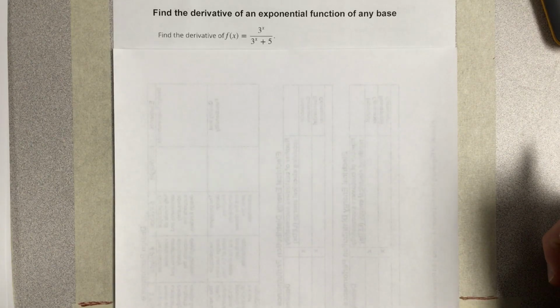In this video, we're going to find the derivative of an exponential function of any base. It says find the derivative of f of x equals 3 to the x divided by 3 to the x plus 5. So we're going to have to use a quotient rule here.